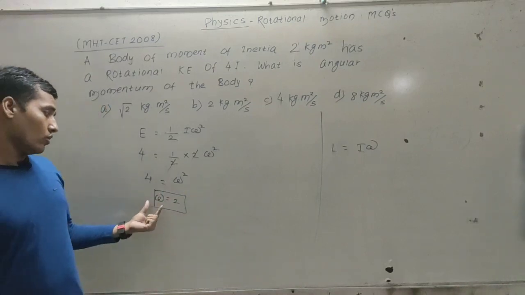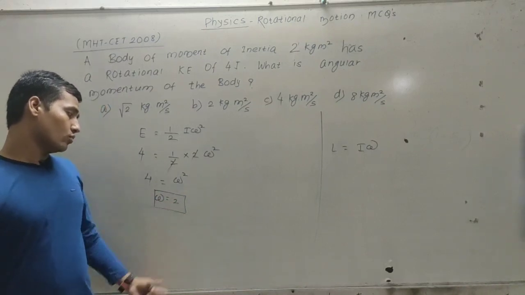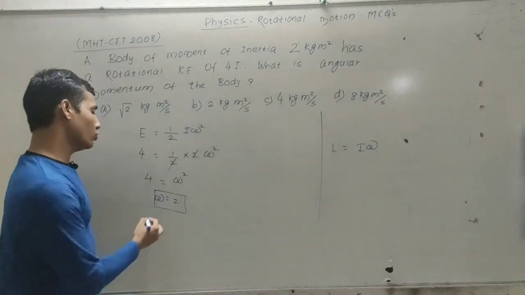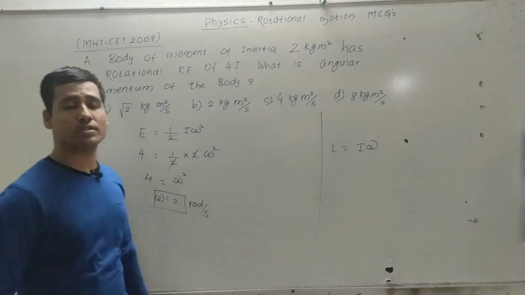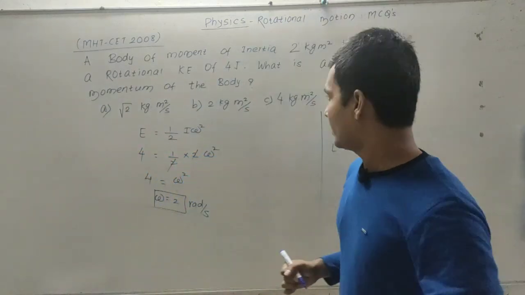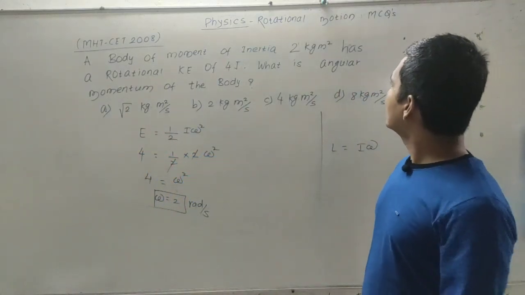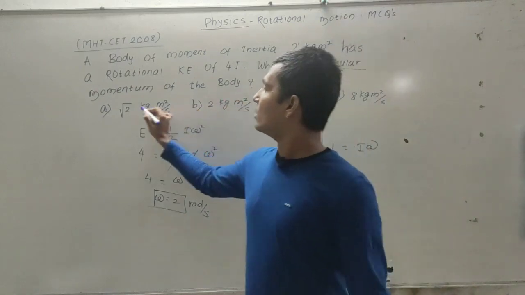So by taking the square root, we have omega, that is 2. The unit for omega is radian per second. The angular velocity is 2. Now we have to find the angular momentum of the body.